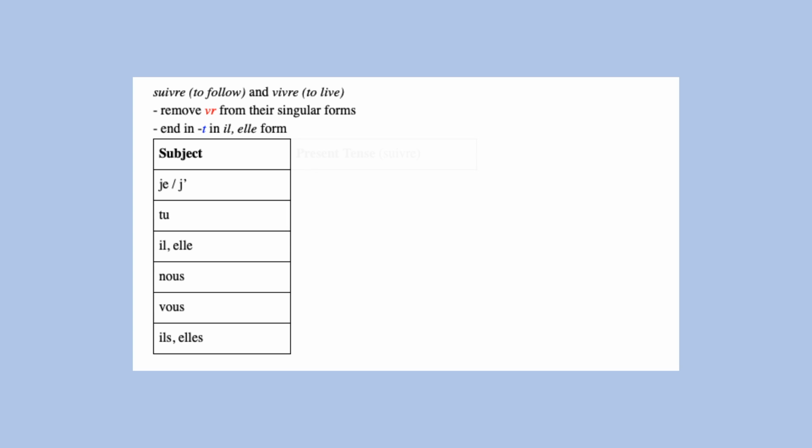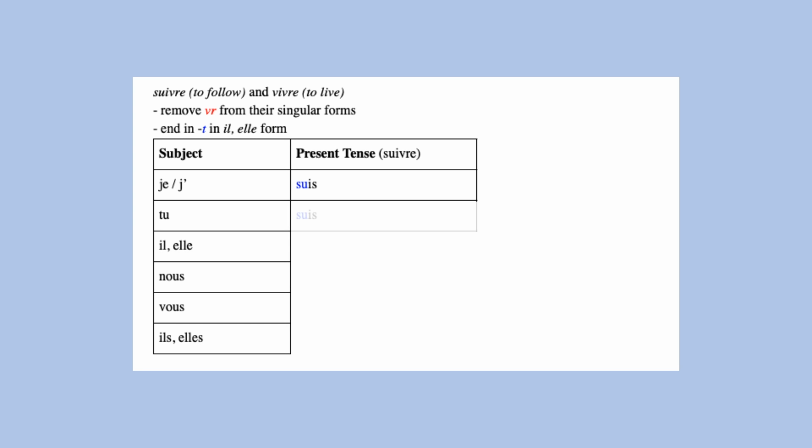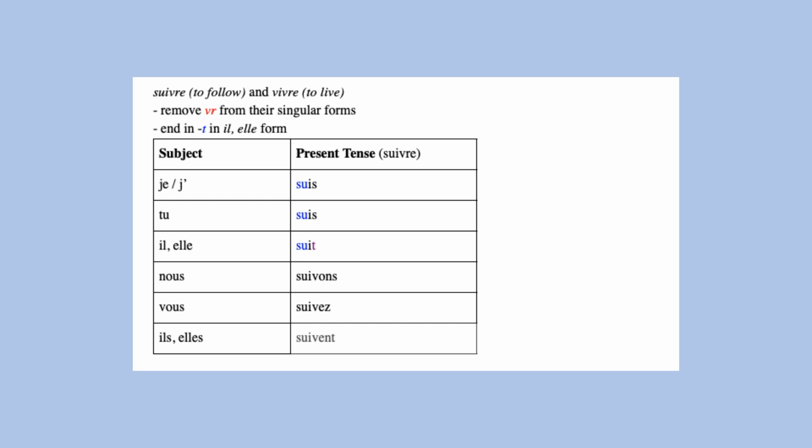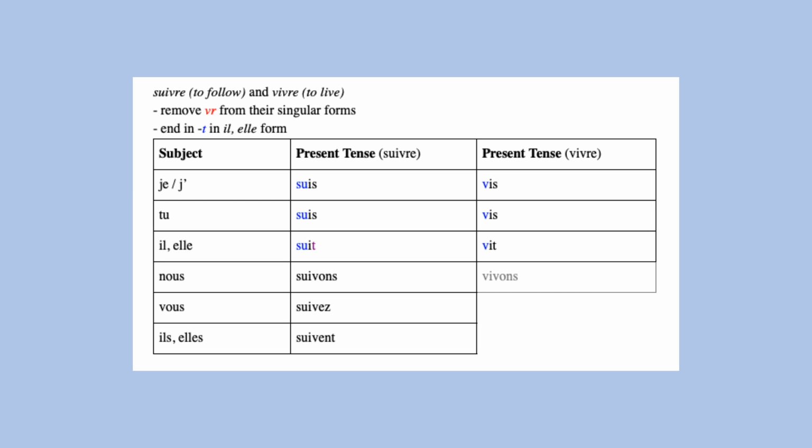The verbs suivre and vivre remove the v-r from their singular present tense forms, and they end in t in their il form. Suis, suis, suit, suivons, suivez, suivent. Vis, vis, vit, vivons, vivez, vivent.